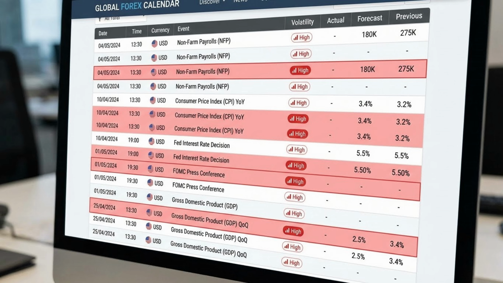When actual numbers are released, traders react instantly, and even small differences from the forecast can create rapid market movements. Overall, the economic calendar helps traders prepare for high-impact news, manage risk, and plan trades around the most influential events.